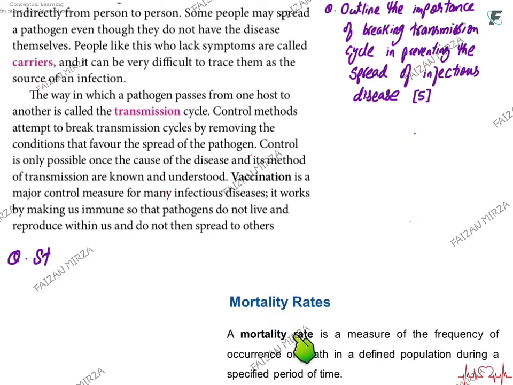Mortality rate is a measure of the frequency of the occurrence of death in a defined population during a particular time.